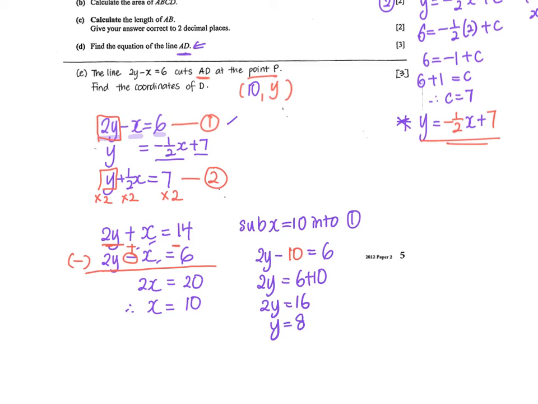So now the y coordinate, this number will now be 8. So what are the coordinates of the point P? Oops, sorry. So coordinates of point P are x is 10, y is 8. Okay, have you gotten the answer?